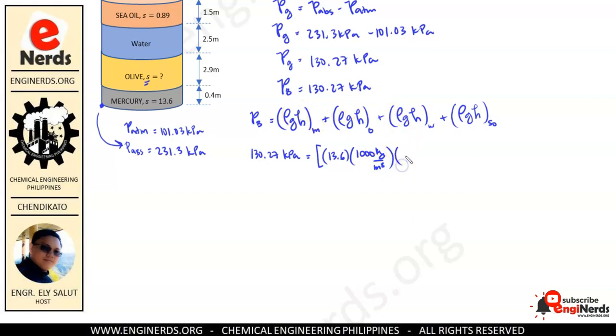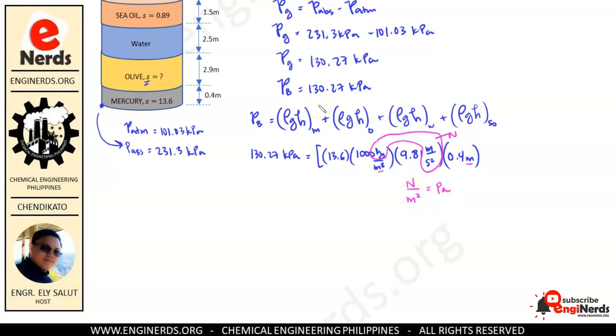Then, the acceleration due to gravity, 9.81 meter per second squared. And then, the height of mercury, which is 0.4 meters. Okay, so katulad ng mga ginawa natin sa previous problems natin, tignan muna natin ano ba yung unit natin dito, no? So we have kilogram meter per second squared, which is Newton. And then we have cubic meter in the denominator and meter in the numerator. So that means our unit here will be Newton per meter squared, which is also equal to Pascal.